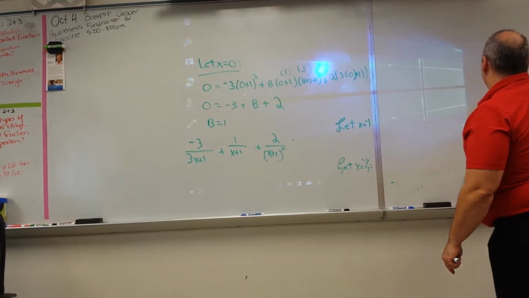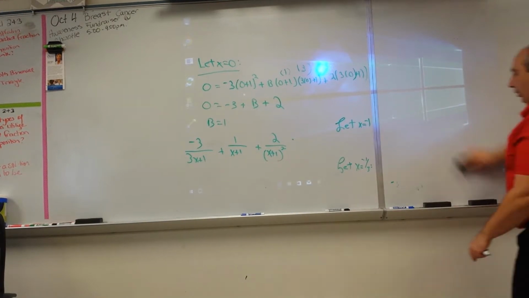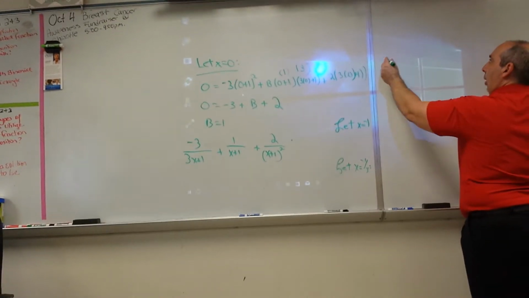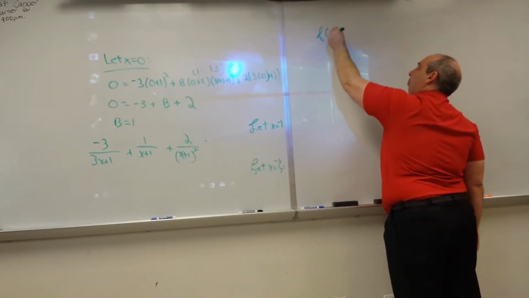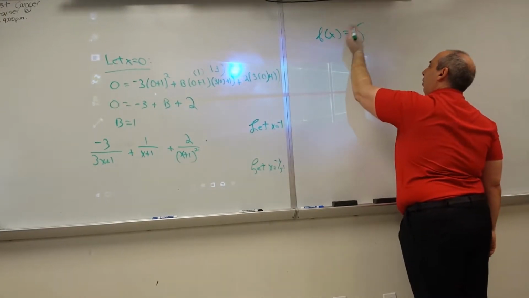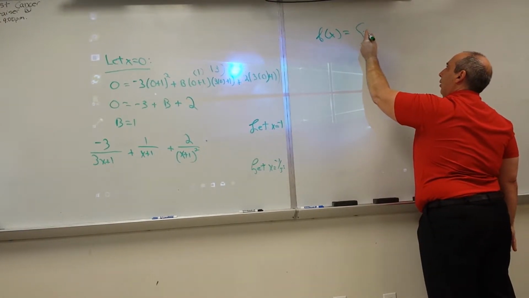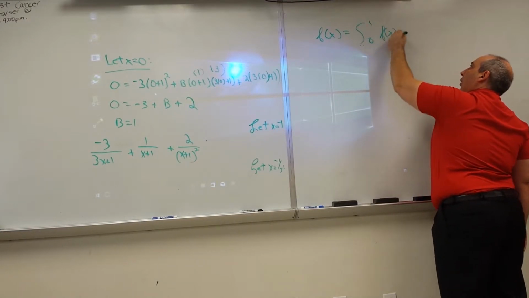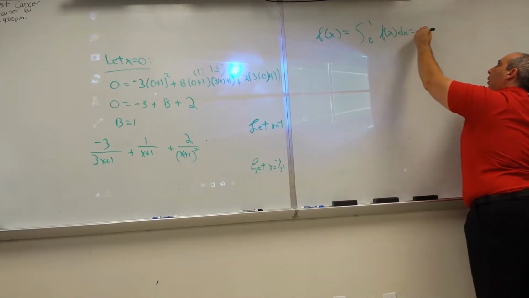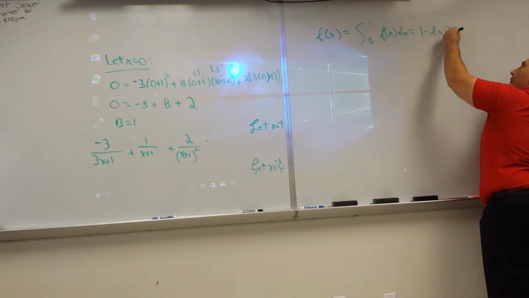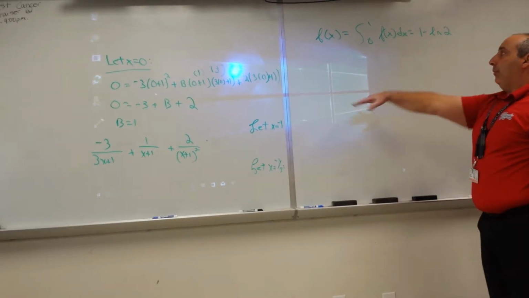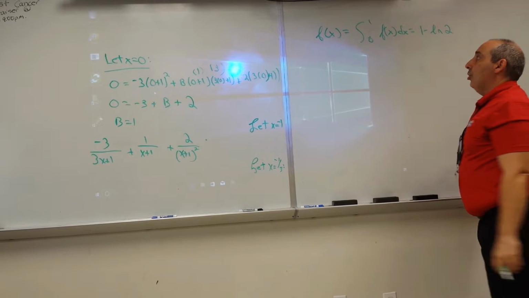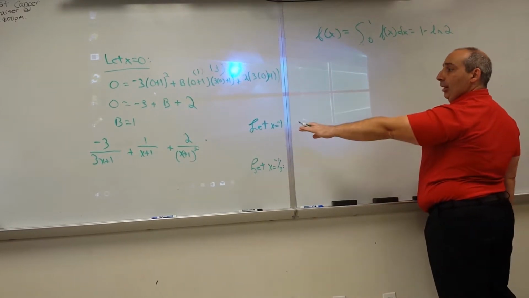Okay. So, we're going to do what? It says f of x is what? Integral of 1 to 0. Show that the integral from 1 to 0 of f of x dx is equal to 1 minus ln of 2. 1 minus the natural log of 2. Yes. Okay. So it says whatever you got from here, so we're going to take the integral of that stuff right over there, right?